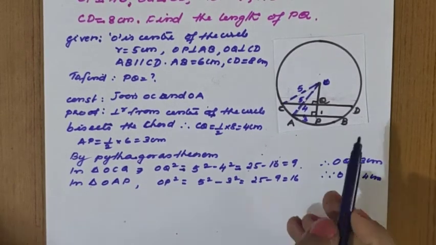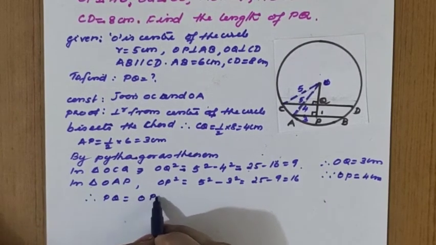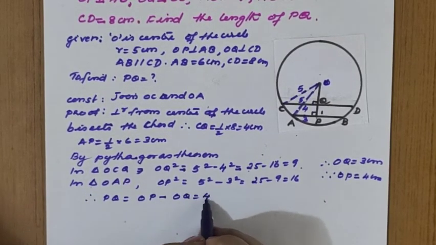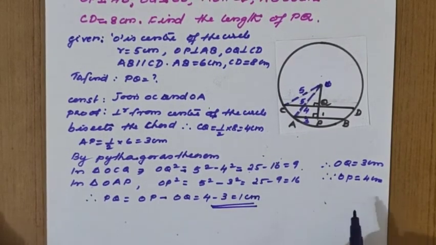Now what is the question asked? PQ. Therefore PQ equal to OP minus OQ. So 4 minus 3 equal to 1 cm. This is the required answer.